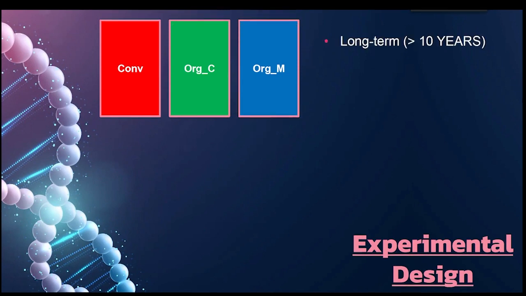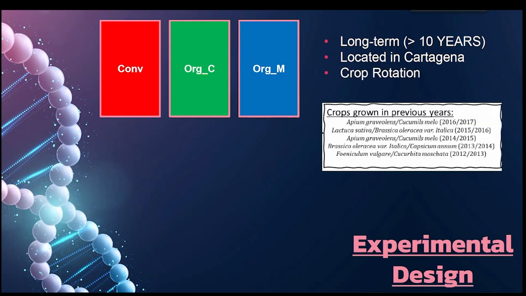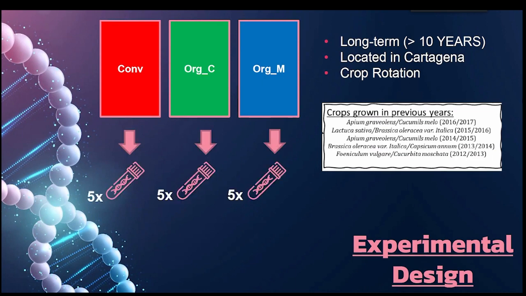It was a long-term experiment. It means more than 10 years old. The plots were located in Cartagena, a city in the south of Spain, and we performed a crop rotation. It means different crops each year. We had a total of 5 samples per cropping system, and the sampling time was in February 2018.